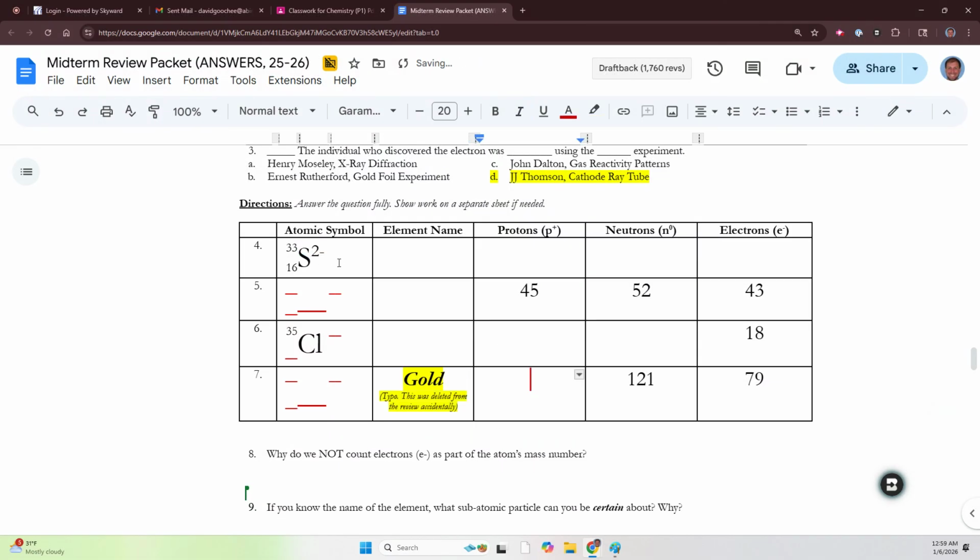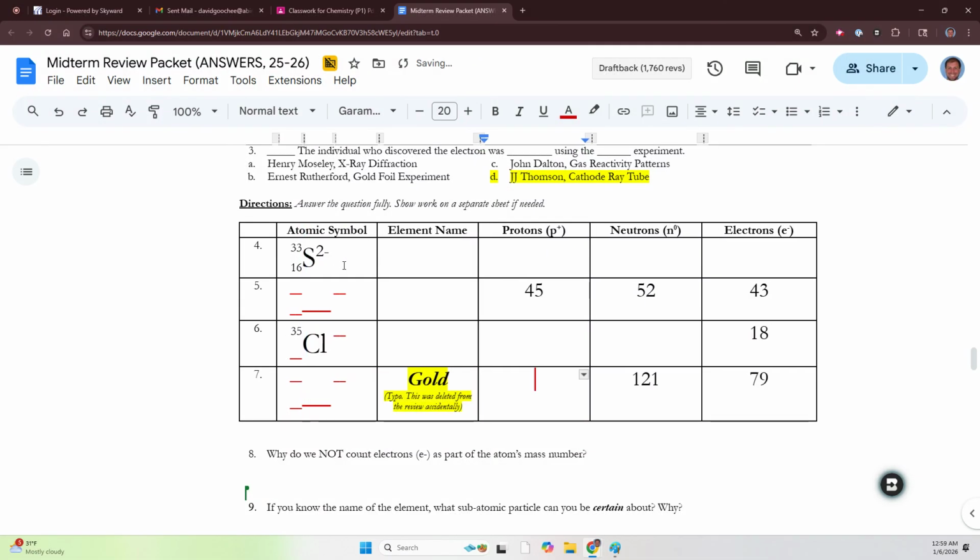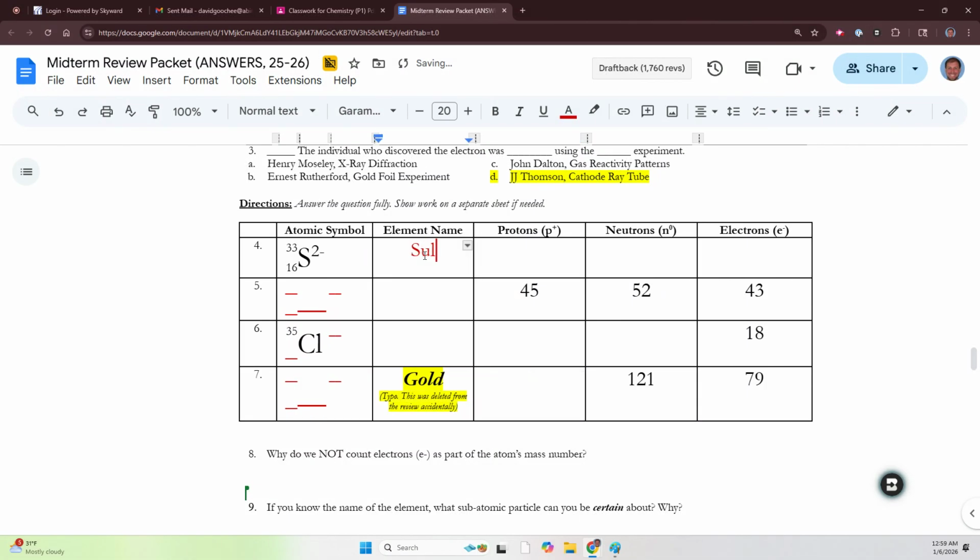So first off, number 4. This element, S, if we look at the periodic table, we see is sulfur. How many protons does it have? Well, two ways to figure that out. Sulfur is element 16 on the periodic table, or you see the 16 right down here. That is the atomic number. It has 16 protons.